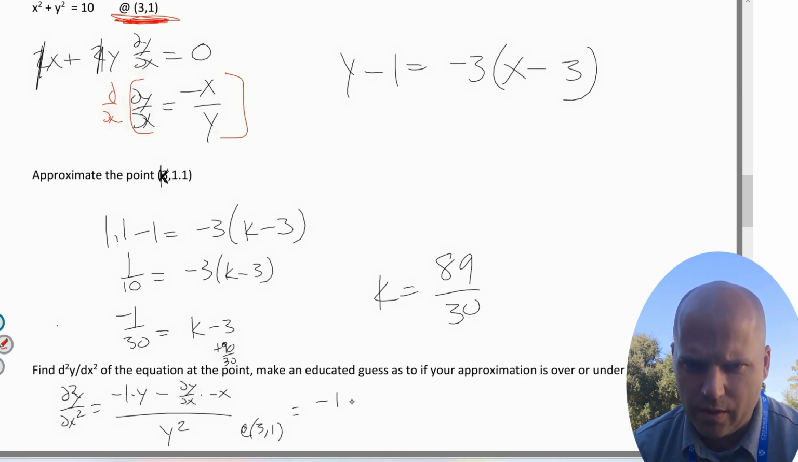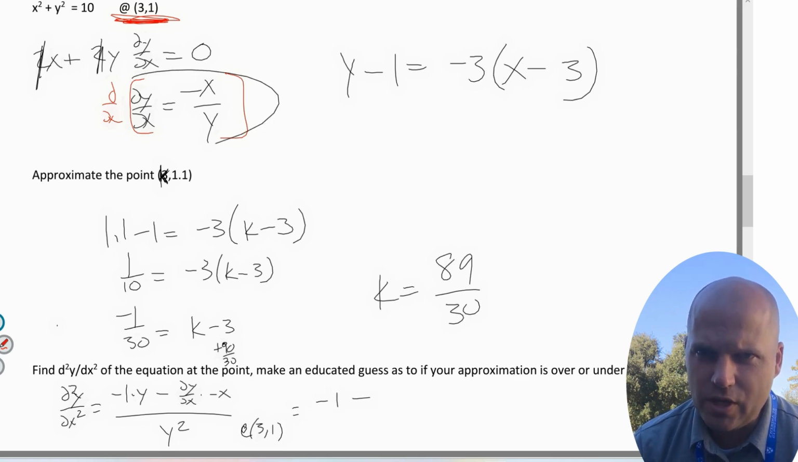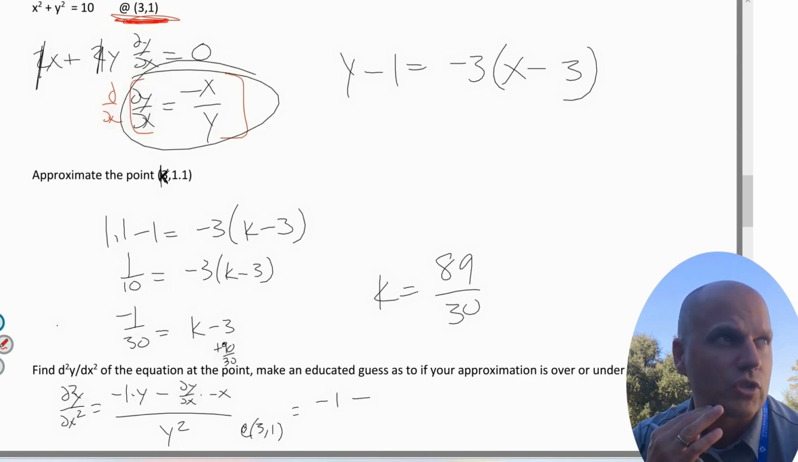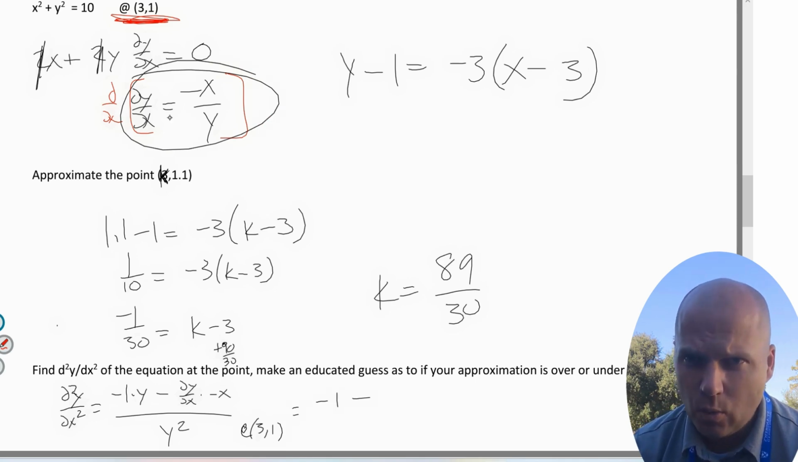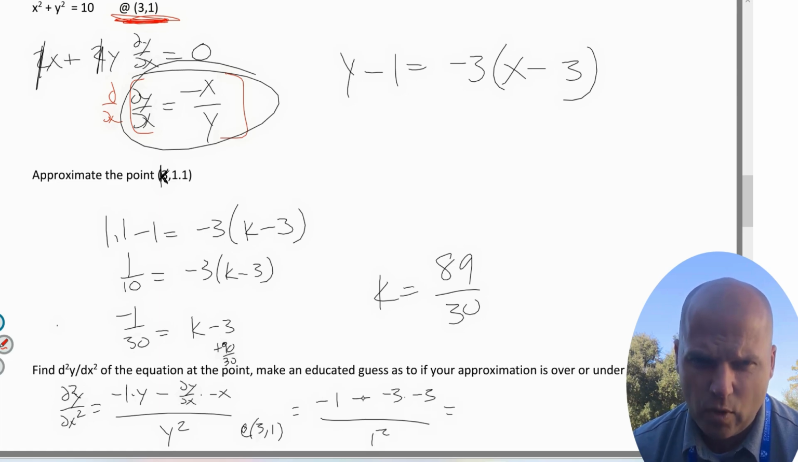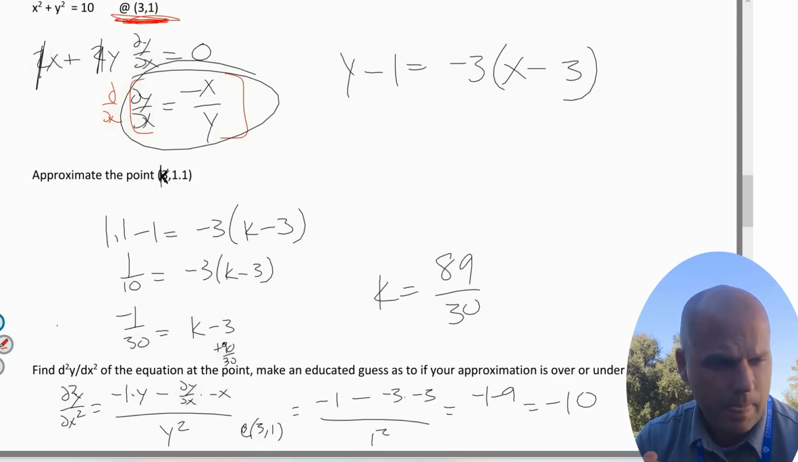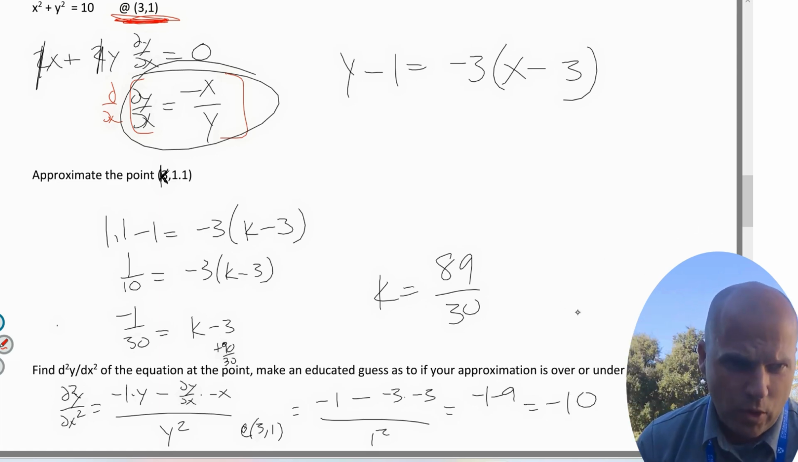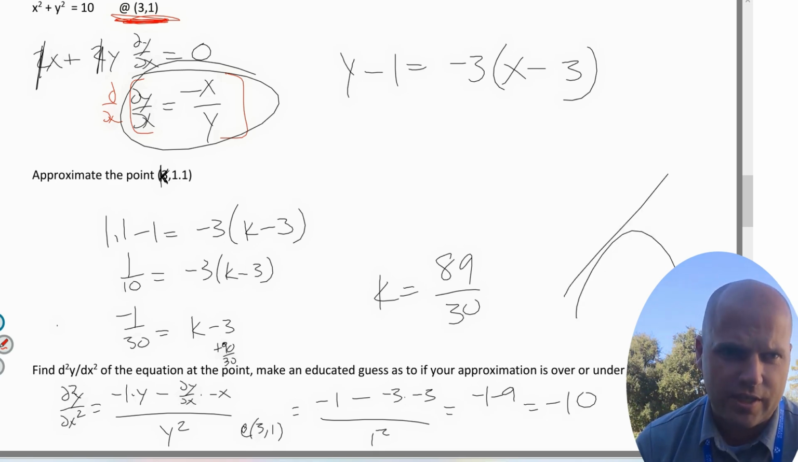You get -1 minus. Here's where you need to take your original derivative, dy/dx. You know what it is. You could plug (3, 1) into that. You get -3 times another -3. And you get -1 minus 9, which is -10. If you are concave down and you're using a tangent line, most likely your approximation is over the actual.